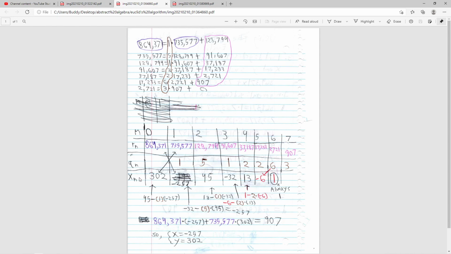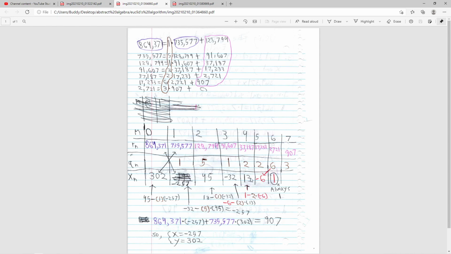And then finally, your final row is xn, and that's the tricky one. There are statements about calculating these, but the best way is just to remember this method. So 1 is always in your second to last column, and then the next one right next to it to the left is the negative of the Qn in the second to last column. So that's negative 6.